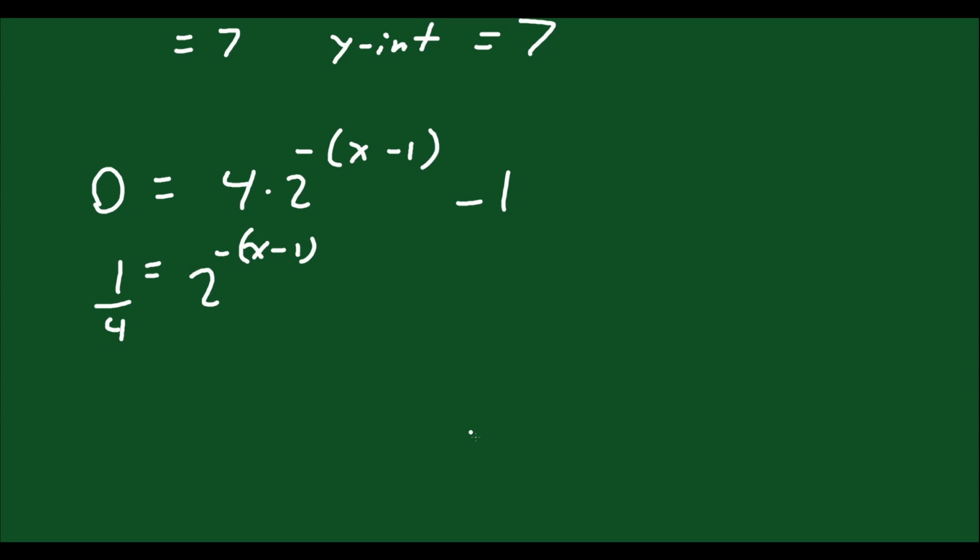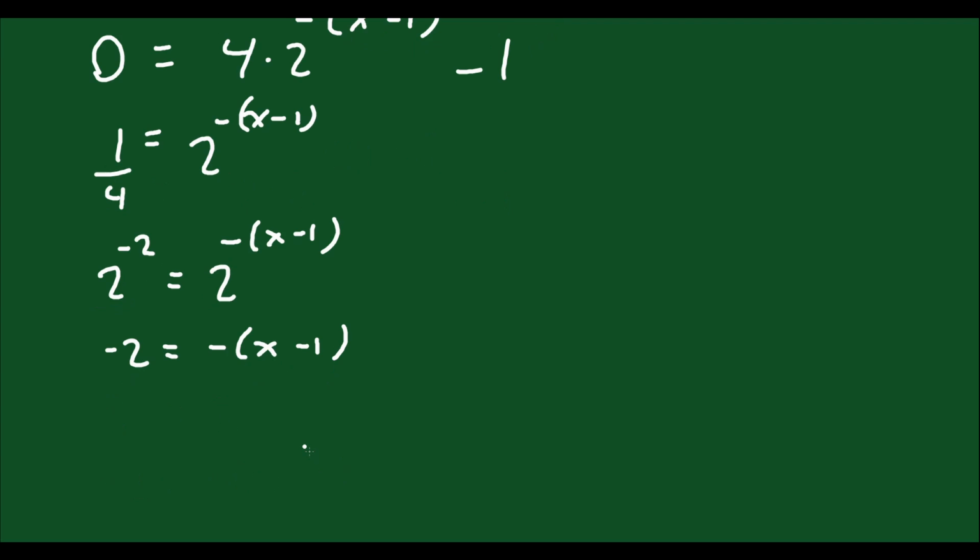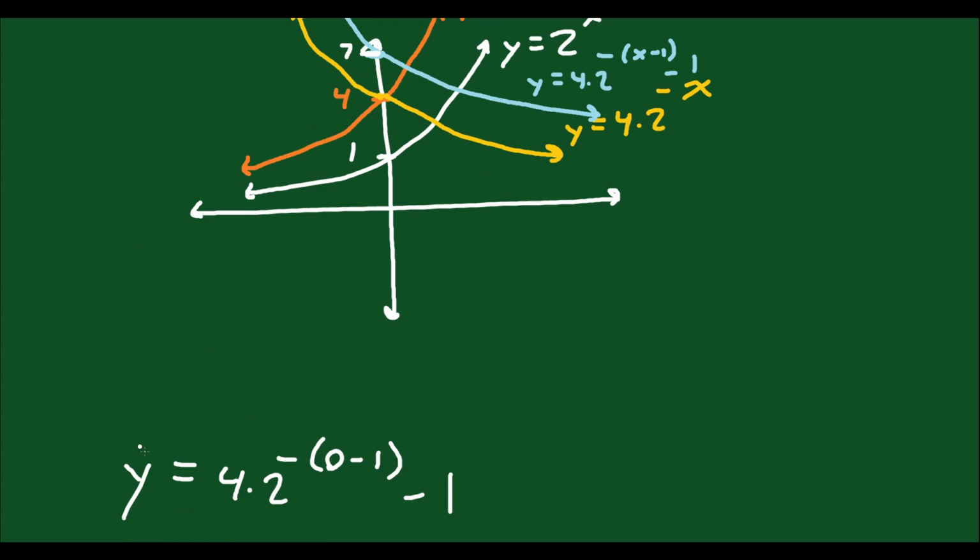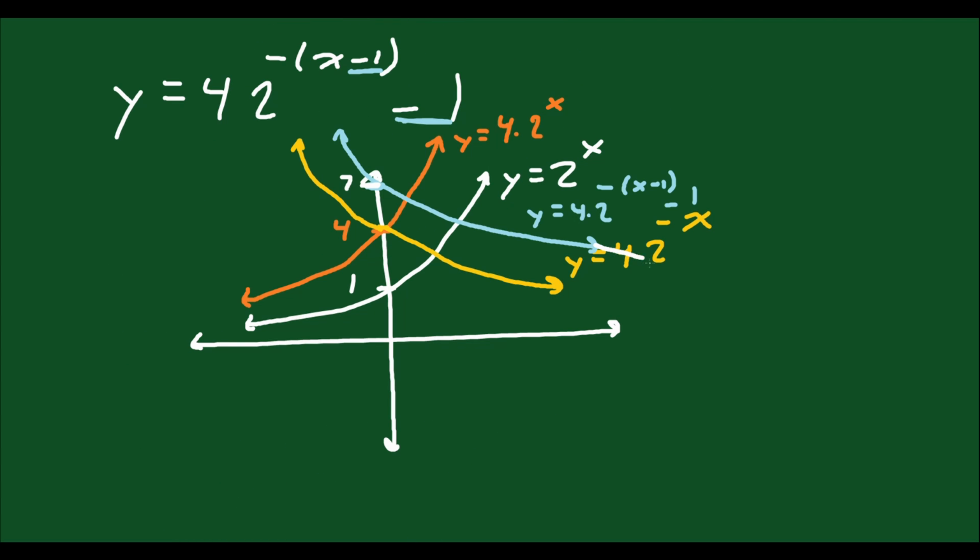What's really nice about this question is you can write 1/4 as a base of 2. It's 2 to the negative 2: 2 squared is 4, negative is 1 over 4. So you can rewrite this as 2 to the negative 2, which is equal to 2 to the negative x minus 1. Because they have the same base on both sides, the exponents must also be equal. So negative 2 equals negative x minus 1. If we continue to solve this, get rid of the negatives, 2 equals x minus 1, bring the 1 to the other side, 3 is equal to x. So that's your x-intercept. On the drawing we did up here, this blue line would continue down and cross at 3.